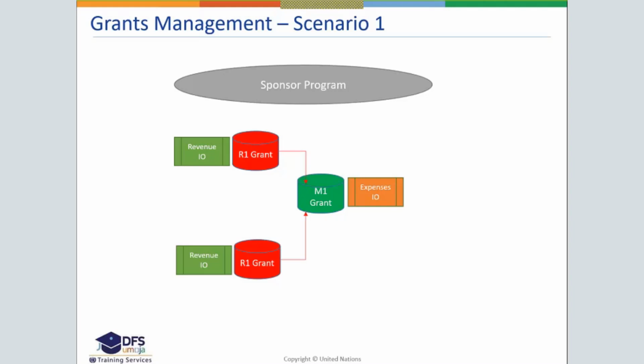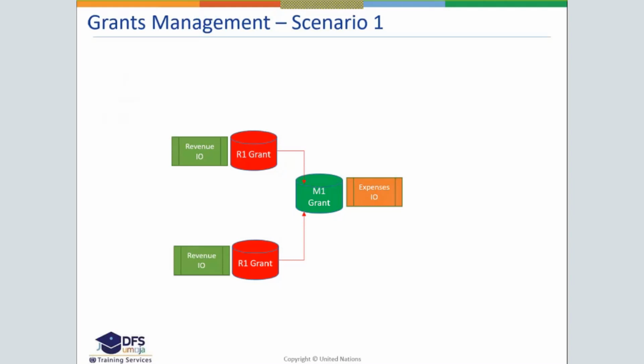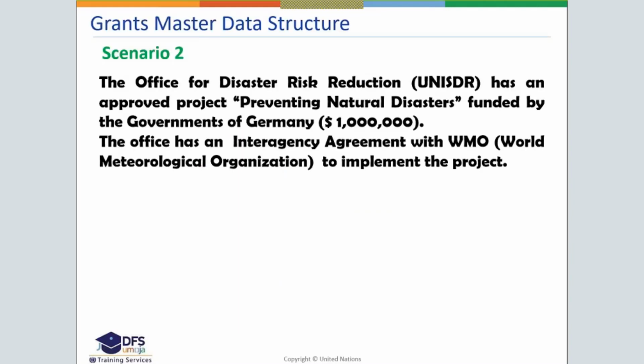Okay, let's see another scenario, a little bit more difficult. Emil, I trust my lady. Let's go. The Office for Disaster Risk Reduction has an approved project preventing natural disasters funded by the government of Germany. The contribution is in US dollars, and we have only one donor, the government of Germany. But in this scenario, the office has an interagency agreement with the World Meteorological Organization to implement the project.